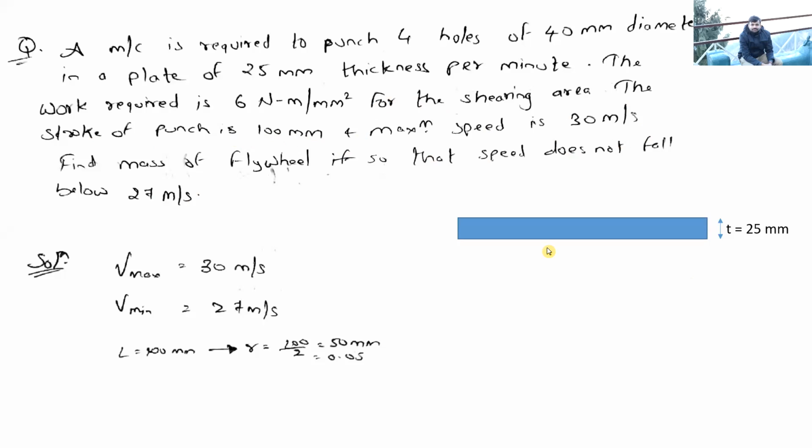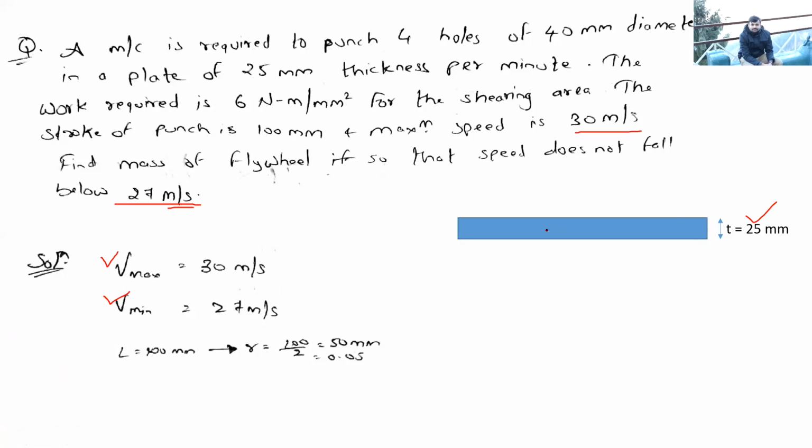So let's see how it is to be done. Find the mass of the flywheel. So mass is required so that the speed does not fall below 27 meter per second. So the minimum value of speed is given to us, and the maximum value of speed is given to us, right? This is the minimum, and this is the maximum. This is in terms of meter per second, so it is linear velocity. So V max and V min are given to us as 30 and 27 meter per second respectively, right? And the thickness of the plate is given to us.